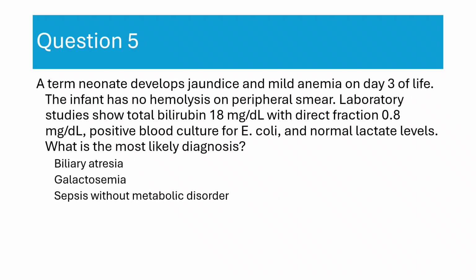A term neonate develops jaundice and mild anemia on day 3 of life. The infant has no hemolysis on peripheral smear. Laboratory studies show total bilirubin 18 with direct fraction 0.8, positive blood culture for E. coli, and normal lactate levels. What is the most likely diagnosis? Biliary atresia, galactosemia, or sepsis without metabolic disorder? The correct choice is galactosemia.